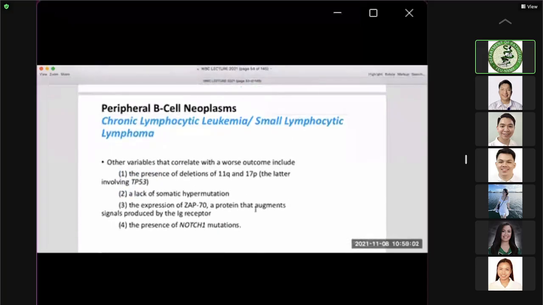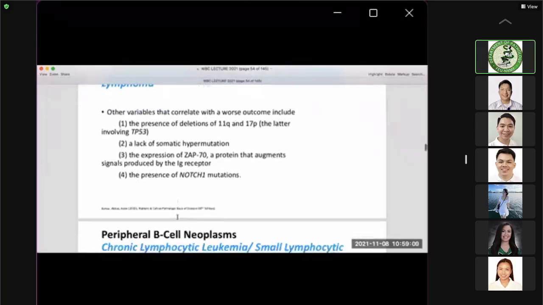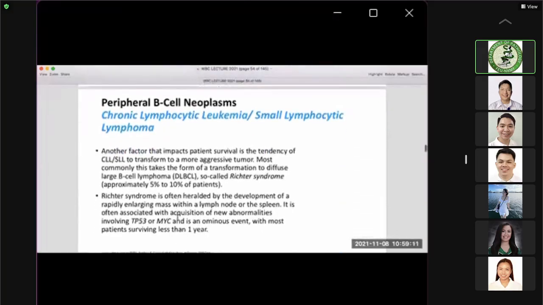Okay, so we have other variables that correlate with worse outcome as listed here. So go through this. Then we have other factors. Another factor that impacts survival is the tendency of CLL or SLL to transform into a more aggressive tumor, particularly diffuse large B-cell lymphoma, or Richter syndrome, okay, in this number of patients.